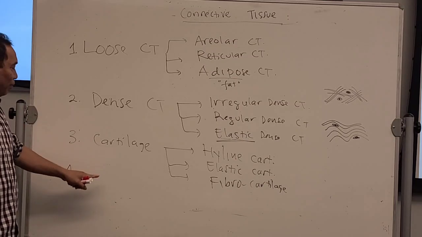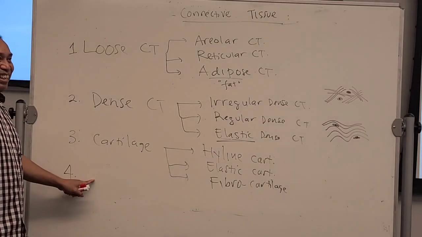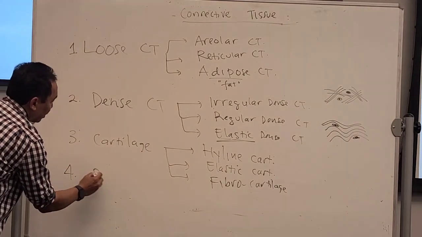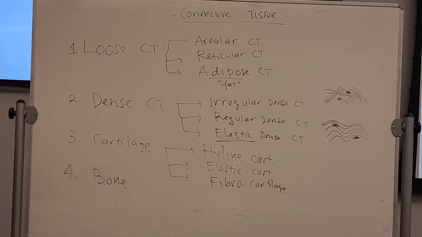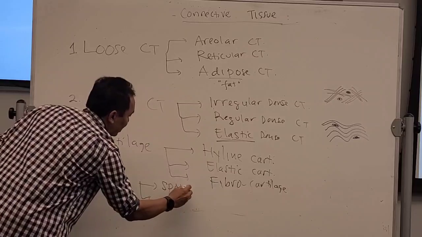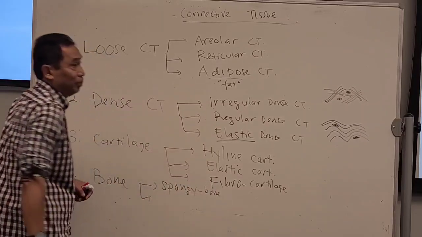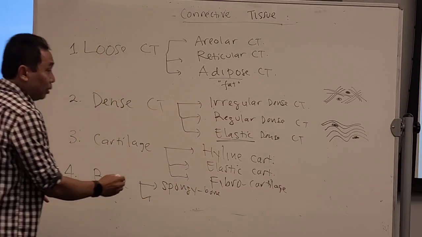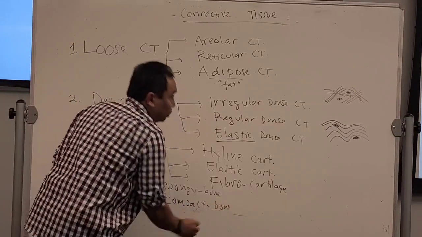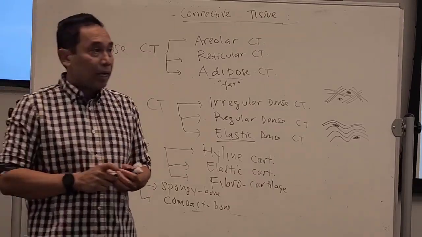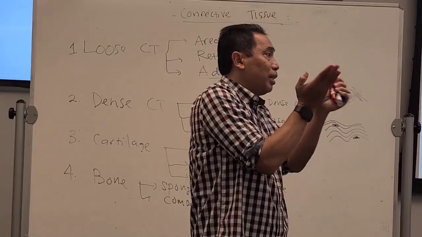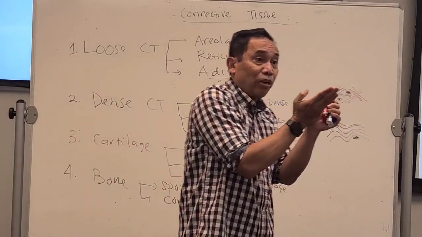Number four. After cartilage, we have a little bit more solid connective tissue. What do you call that? Bone. So bone is a connective tissue. Okay? So bone actually has two types: spongy bone tissue, okay, and compact bone tissue. Okay? Like you have long bones, the outside part is mostly really solid. It's called the compact bone.